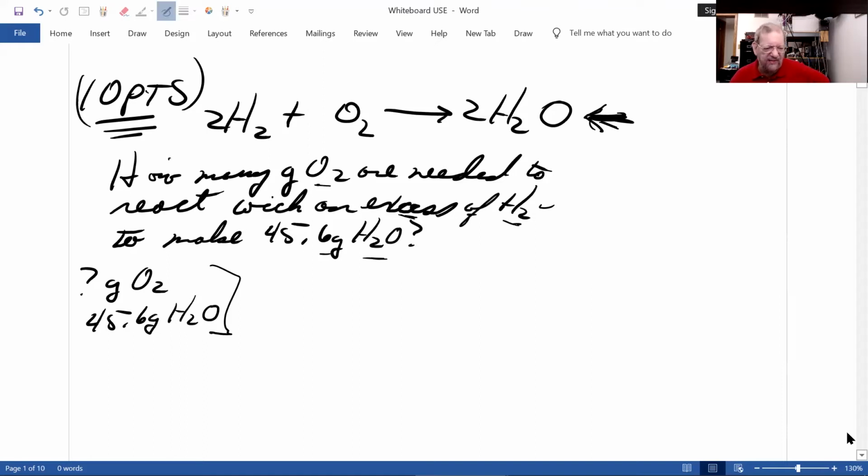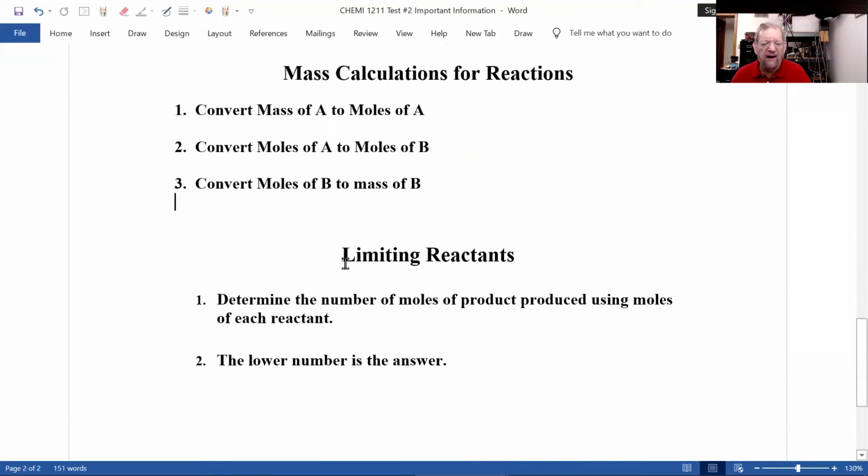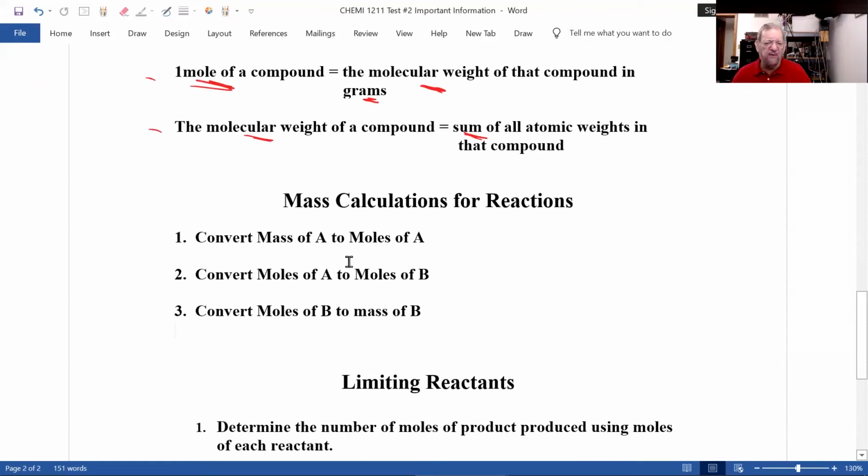There is no way I can go from grams to grams of anything in a problem like this. You can't do it. You need three steps. And if we look at important information, notice we're using mass calculations, mass is weight. And if we look here in important information, you have mass calculations for reactions. Here are your three steps.